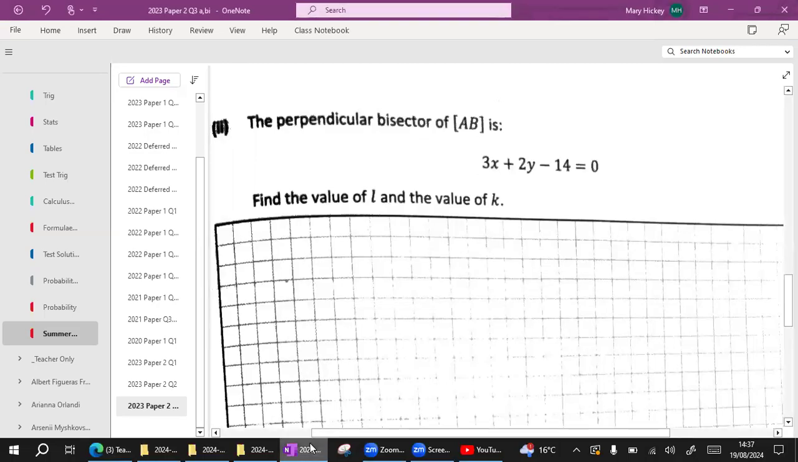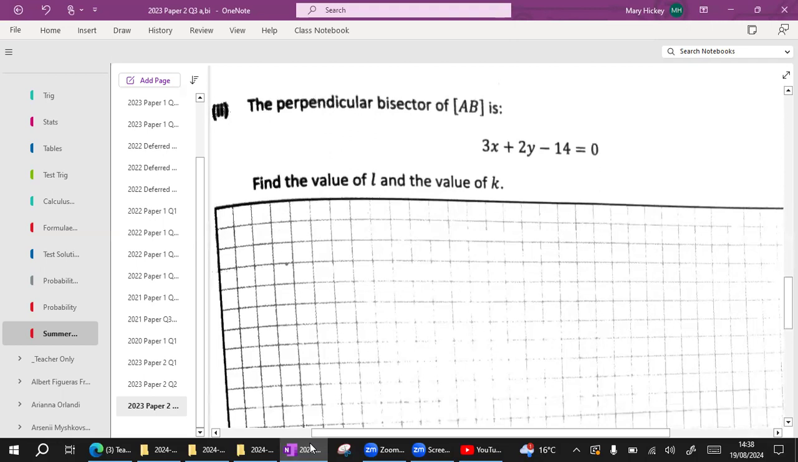So 2023, paper 2, question 3b, part 2. The perpendicular bisector of AB is this equation here. Find the value of L and K. Previously, we had been given A and B and we got the midpoint. So watch the last video before you do this, but the idea here is the perpendicular bisector of AB.